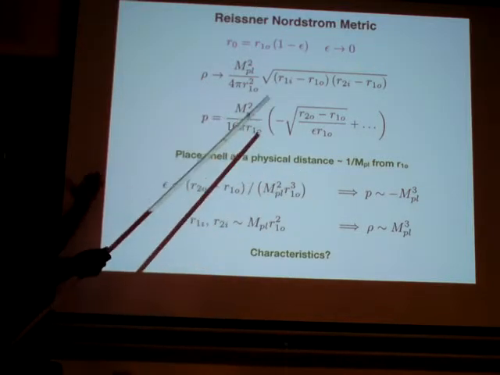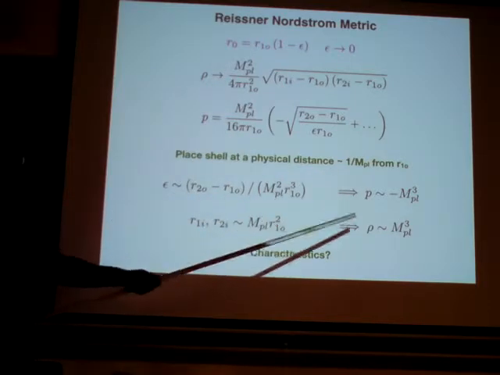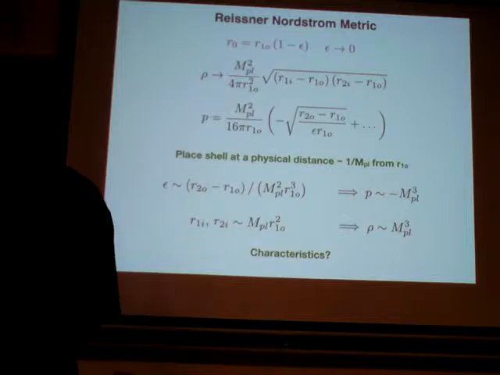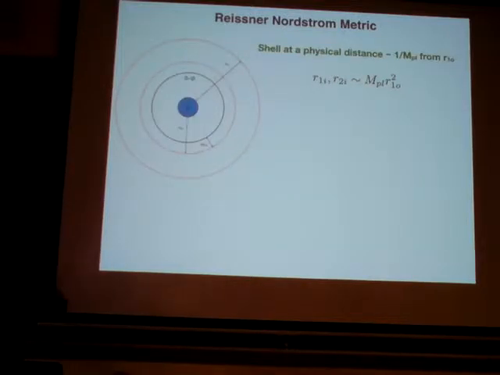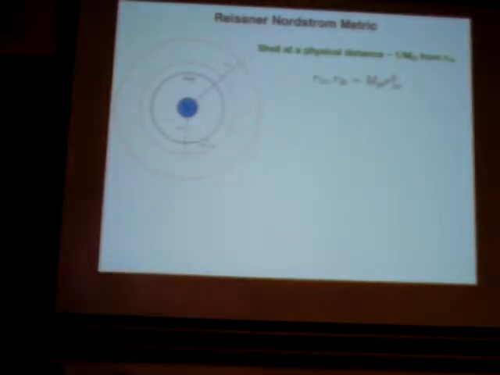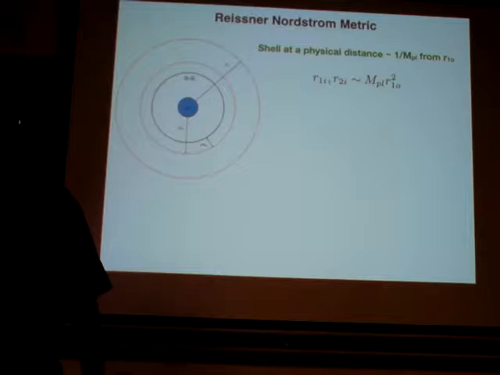So, this is just a simple exercise. You can put the shell and take these parameters and ask what the density and pressure have to be. And let's ask what the characteristics of the solution are. Okay, so that's what we have. We have a shell that's a Planck length from this with these parameters. So physical distance, you mean proper distance? Yeah.